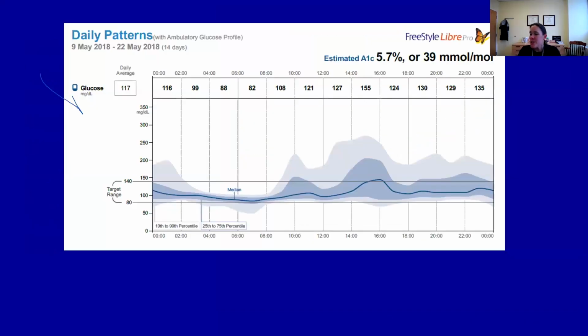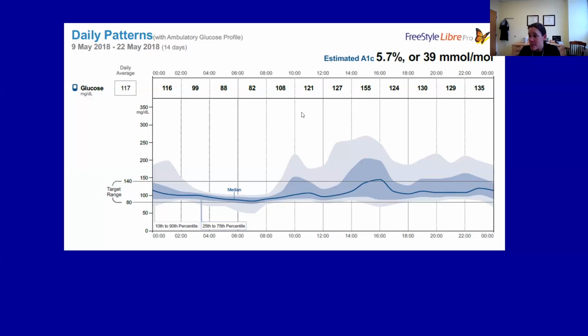So this is an example of a CGM profile for a patient of mine who has early CFRD. We're looking midnight to midnight, with glucose values on the y-axis, and we're seeing all of her glucose data over a 14-day period on this single slide. And here is her median glucose over this 2-week period. As you can see, for the most part, it is well within the 80 to 140 target range. You can also see her average glucose is 117 with an estimated A1C of 5.7%.